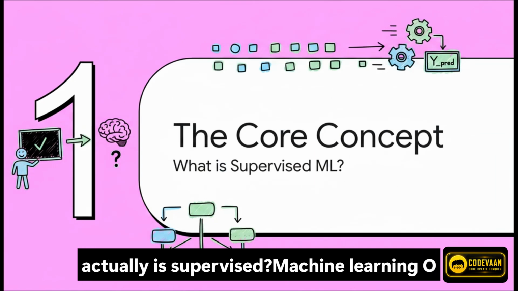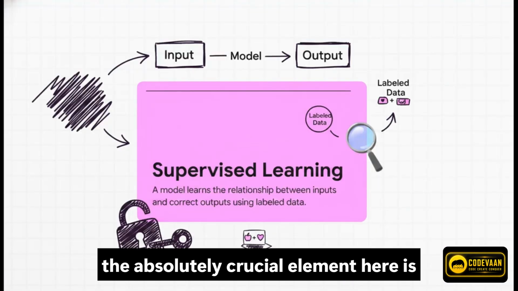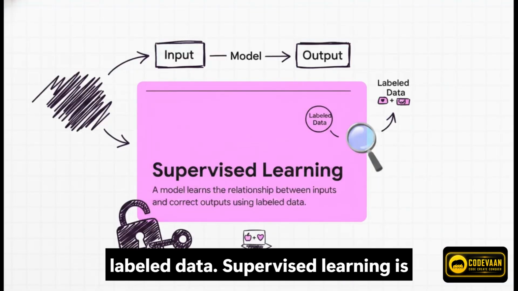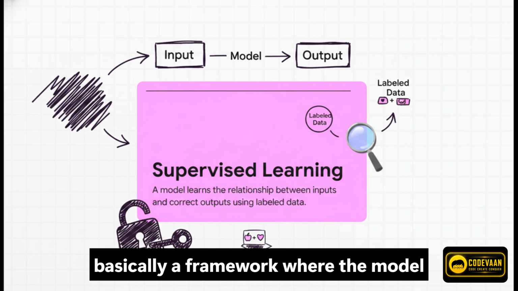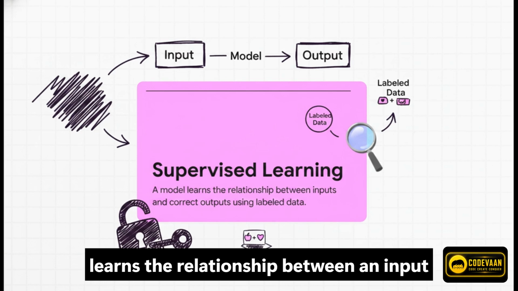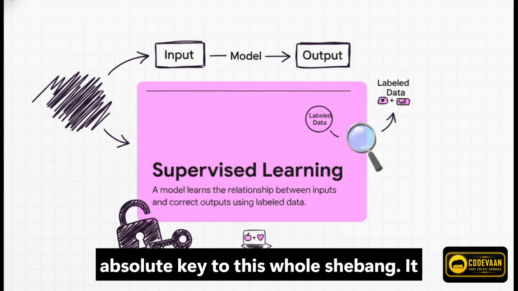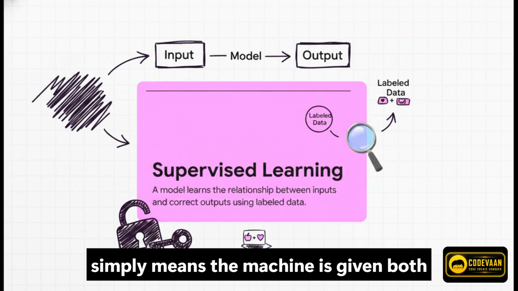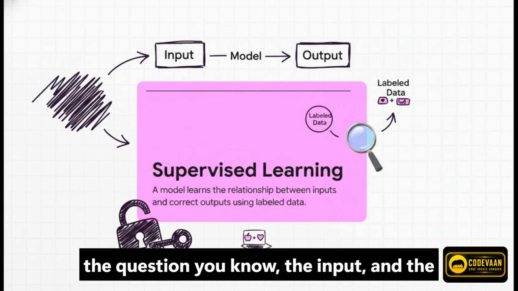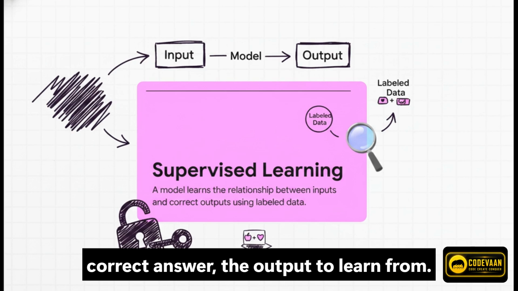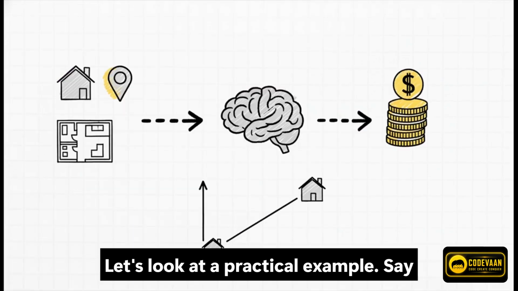What actually is supervised machine learning? So, the absolutely crucial element here is labeled data. Supervised learning is basically a framework where the model learns the relationship between an input and a correct output. Labeled data is the absolute key to this whole shebang. It simply means the machine is given both the question, the input, and the correct answer, the output, to learn from.